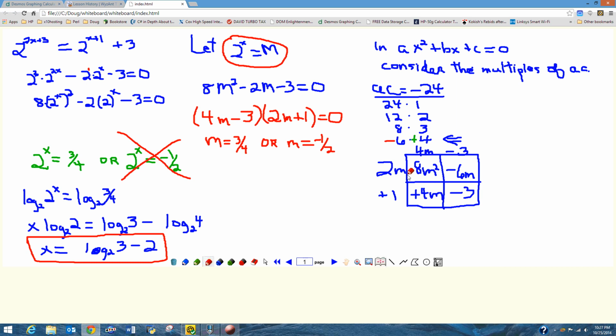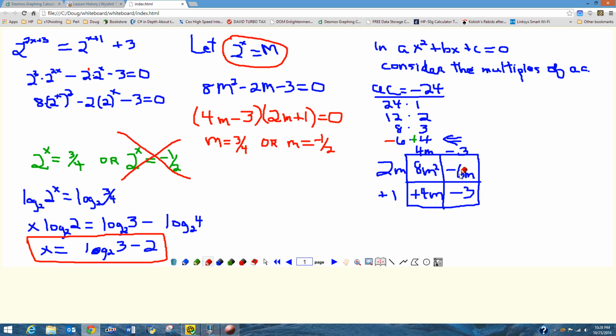So the box method says put the 8m squared in the upper left-hand corner, put the constant term minus 3 in the lower right-hand corner, and then fill in these two boxes using these numbers. It doesn't matter which place you put them, but a negative 6m I'll put in this one, and a plus 4m I'll put in this one. And then the key is to find out what the two binomials are.